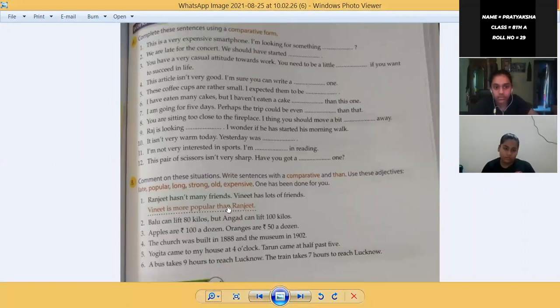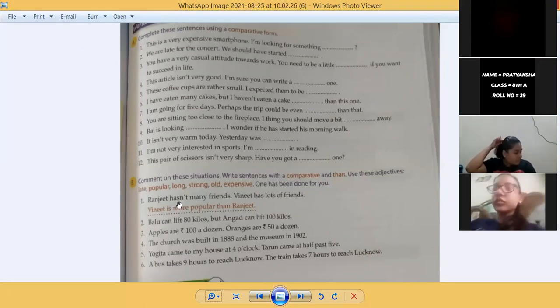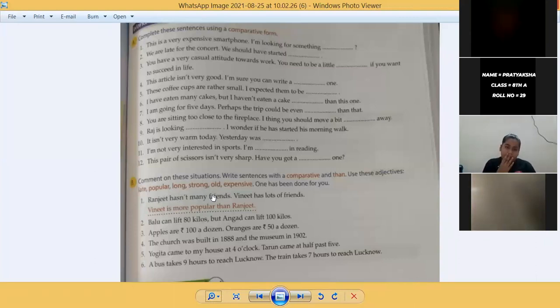So now we'll move on to the second question. Comment on these situations. Write sentences with the comparative and than. Use these adjectives: late, popular, long, strong, old, expensive. One has been done for you. Ranjit hasn't many friends. Vineet has lots of friends. Vineet is more popular than Ranjit. You have to use these words which are given.